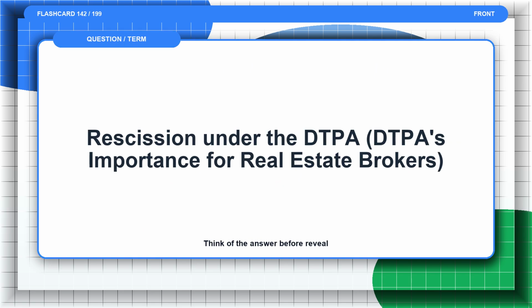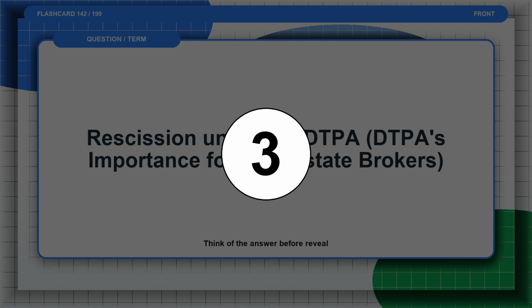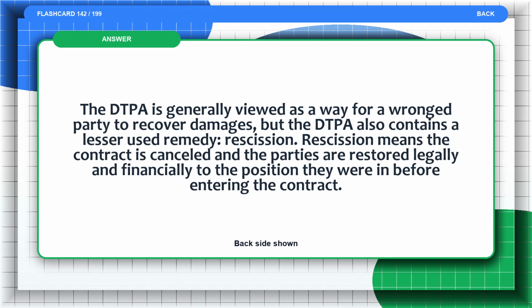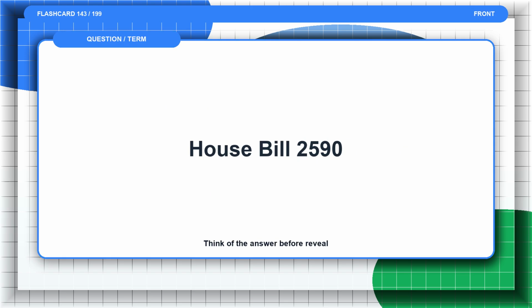Flashcard 142. Rescission under the DTPA. DTPA importance for real estate brokers? Pause and think of the answer before the reveal. The answer is, the DTPA is generally viewed as a way for a wronged party to recover damages, but the DTPA also contains a lesser-used remedy: rescission. Rescission means the contract is cancelled and the parties are restored legally and financially to the position they were in before entering the contract.